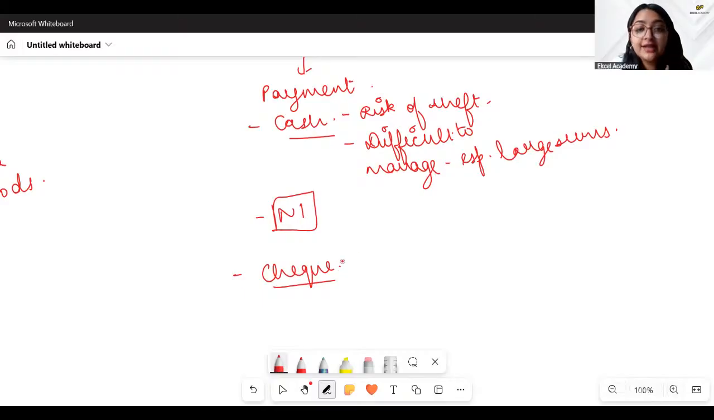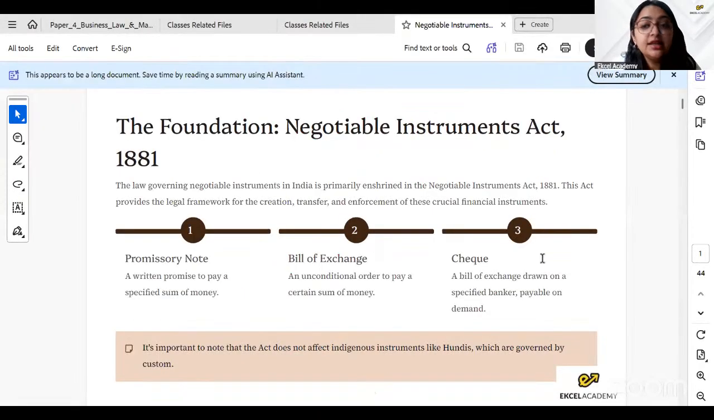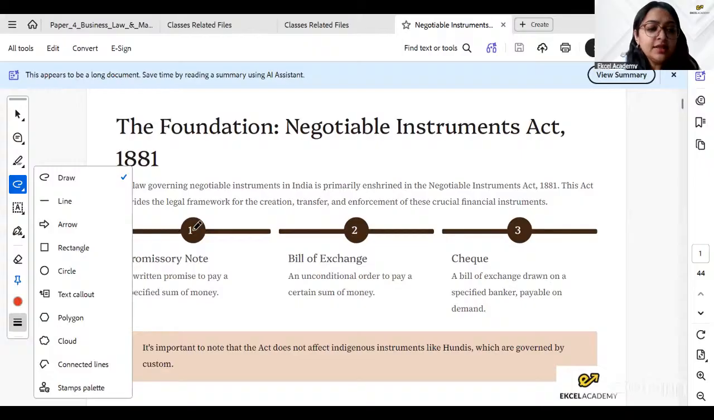And in India, the act governing these negotiable instruments is the Negotiable Instruments Act of 1881. Okay, Negotiable Instruments Act of 1881, and that is exactly what we will be studying and starting off to study in today's class. All right, so let us begin now.